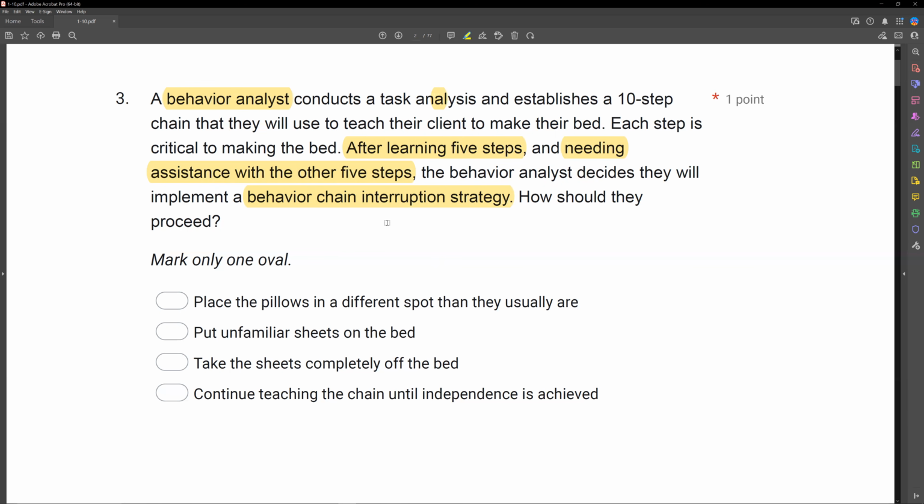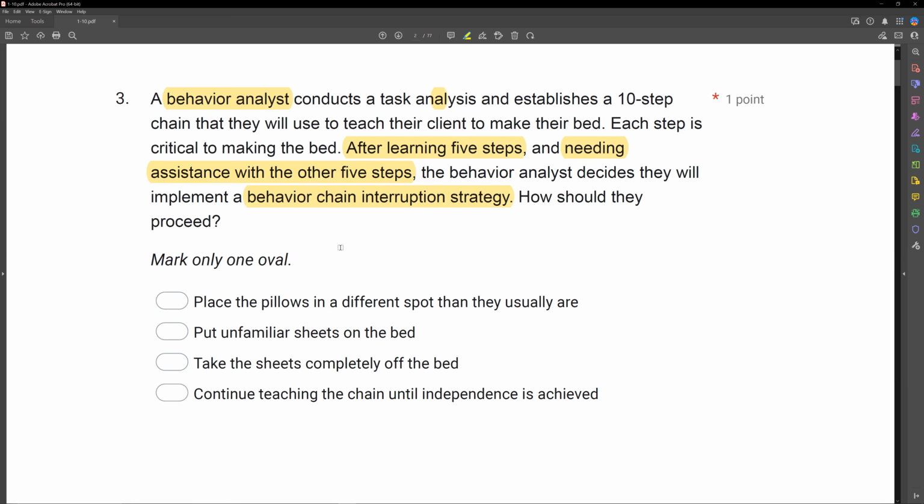Should we implement a behavior chain interruption strategy if the client can't do all of the necessary steps independently? That's the question you must ask yourself. So, how should they proceed? A, place the pillows in a different spot than they usually are. Again, the question we need to answer is, should we even do this interruption strategy? And the answer is no, right?